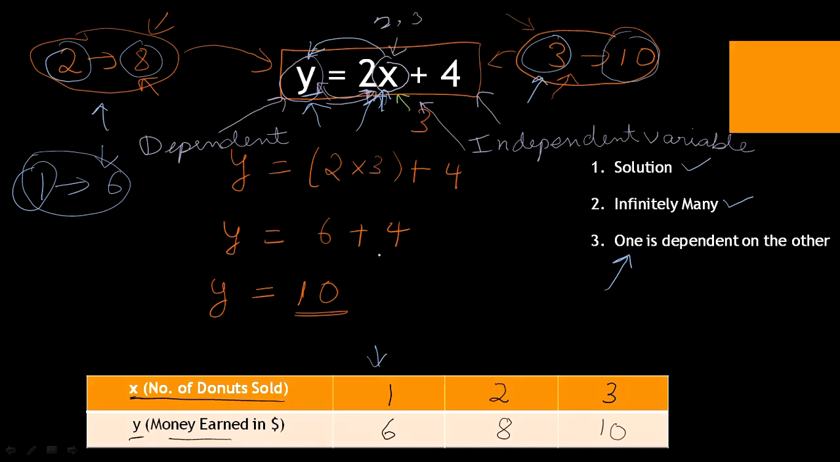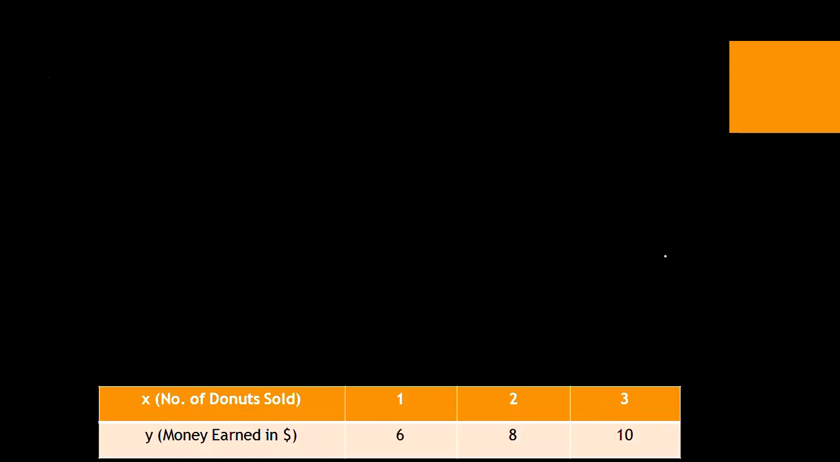In the previous video, we've had a look at these 3 points and looked at what a solution is, and how we can have infinitely many solutions, and how one of the two variables is a dependent variable whereas the other is the independent variable. Now let us move further ahead and have a look at another property of such equations.